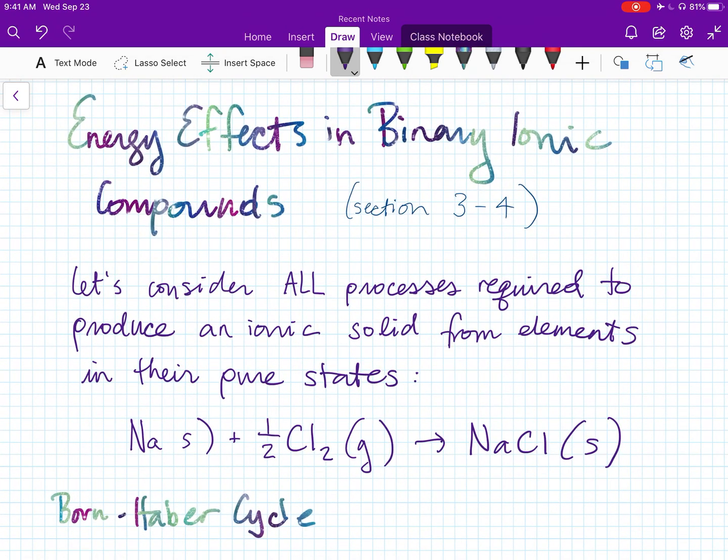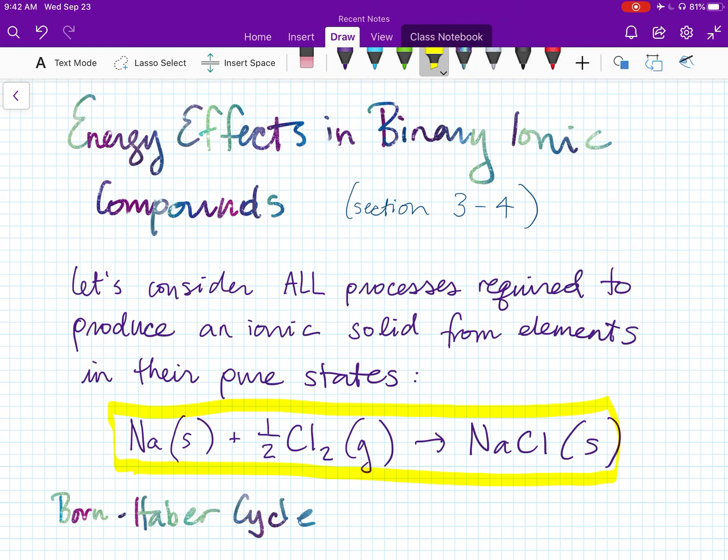Okay, so let's talk about energy effects in forming binary ionic compounds. This pertains to section 3-4 in your textbook. In the previous lecture, we had talked about how to form an ionic solid from its component elements in their so-called pure states. The example that we had used was the formation of the salt sodium chloride from its component elements, sodium and chlorine, in their pure states.